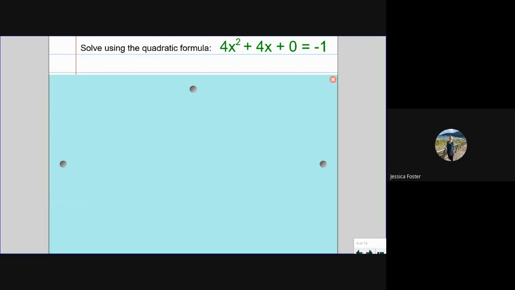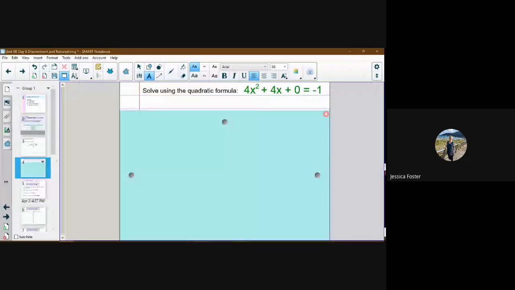So first example, I have 4x squared plus 4x plus 0 equals negative 1. This is not yet in standard form, so we're going to first write this in standard form. To write this in standard form, we need to have the right side equal to 0, so I'm just going to add 1 to both sides. When I add 1 to both sides, I have my new equation as 4x squared plus 4x plus 1 equals 0.